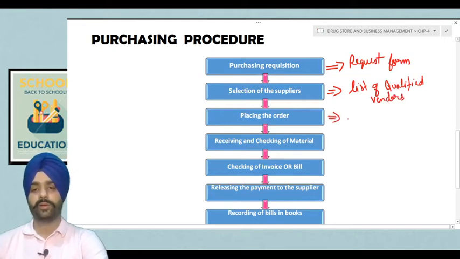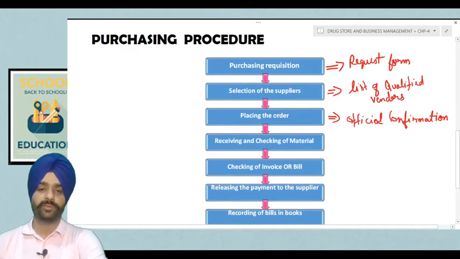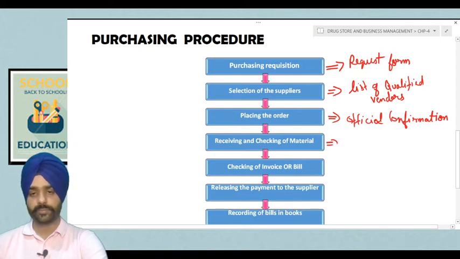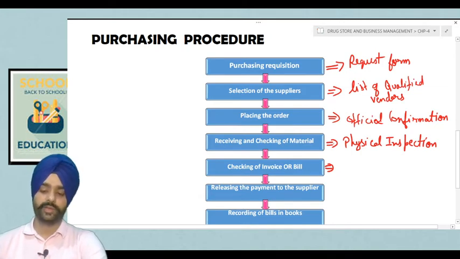Then is placing the order. It is an official confirmation on which the order is placed. Then receiving and checking of material. This is the physical inspection of material that is purchased. Checking of invoice or bill. Now, what is this? It is the responsibility of the accounts department to verify the financial records.